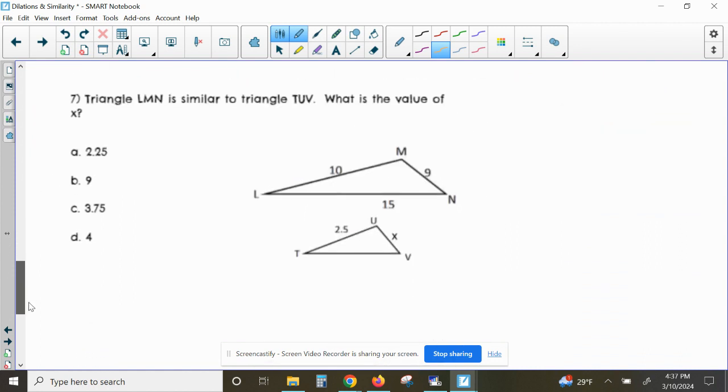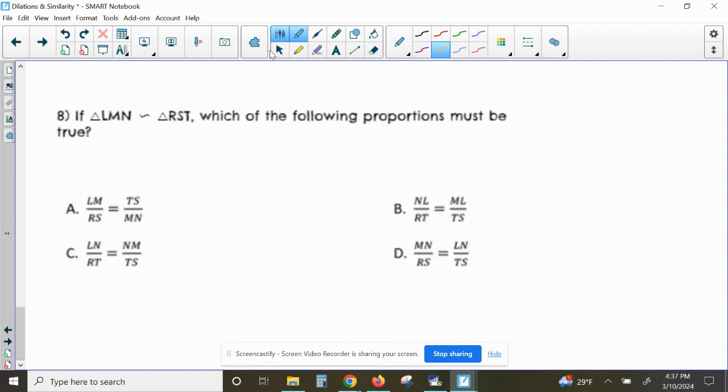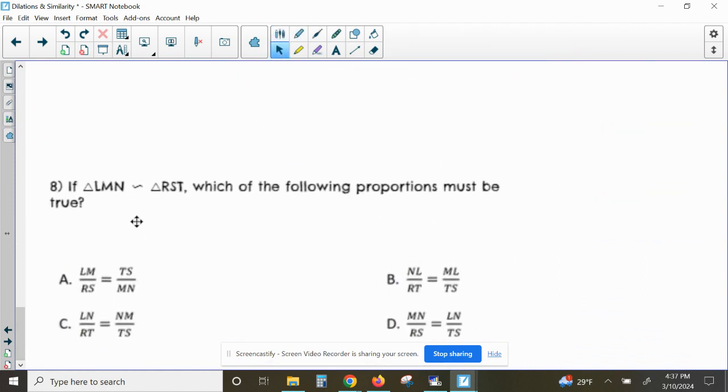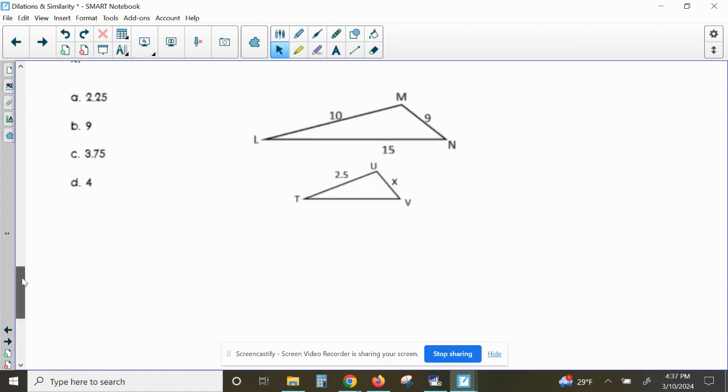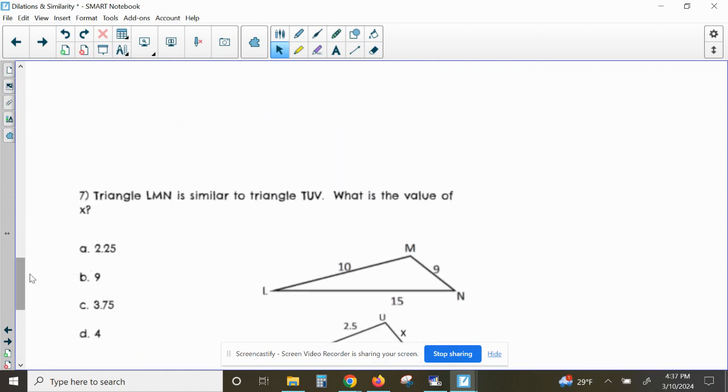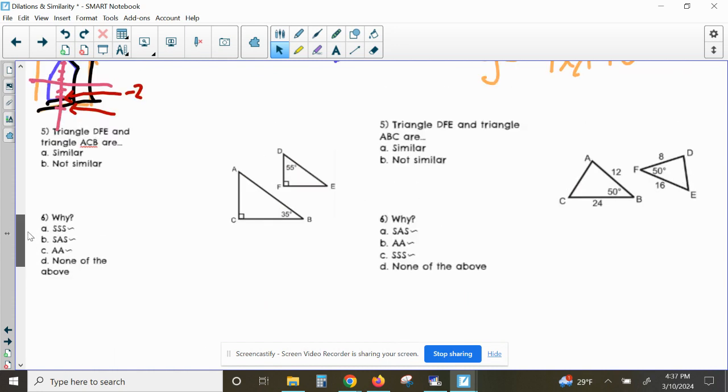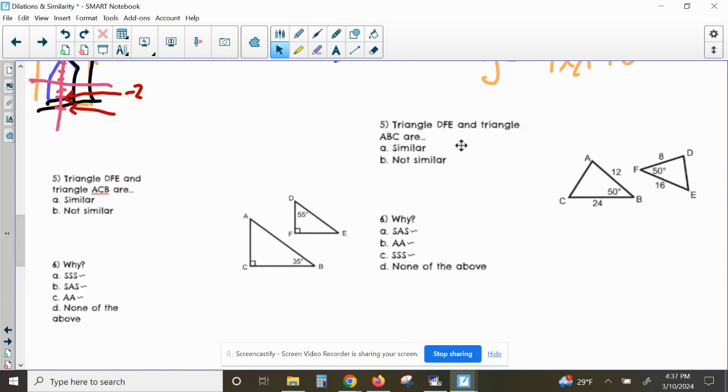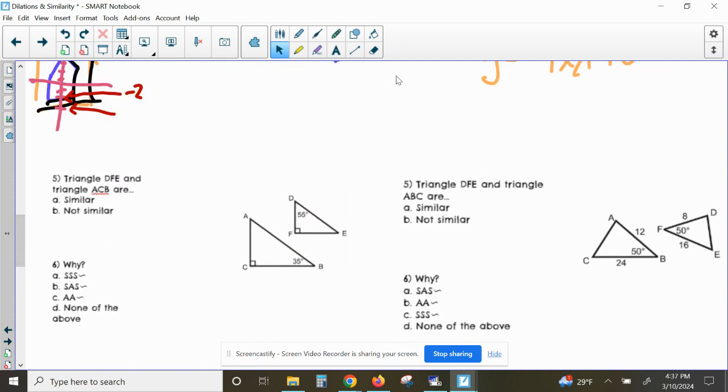Okay, I pasted a couple problems here for you. Let me scroll these down some so we have some more space. Okay, I've got 2 problems for you here, 2 number 5s. Let's take a look at this. We have triangle DFE and triangle ABC, similar or not similar. So we have 2 triangles over here.